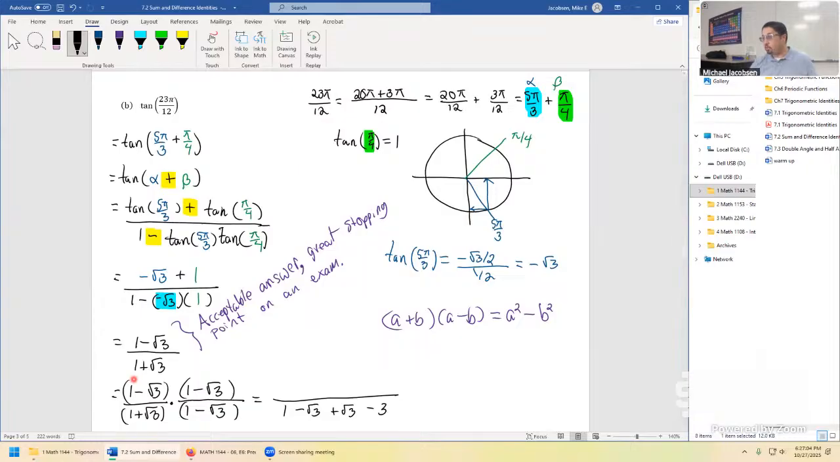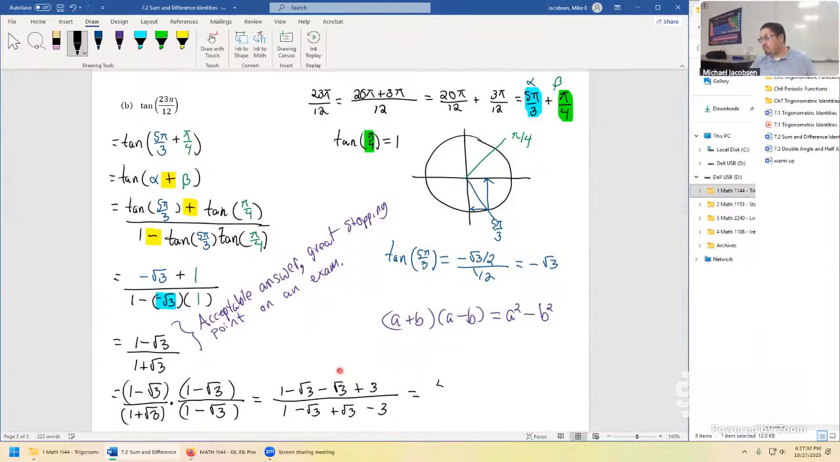FOIL out the numerator, and we'll get 1 minus root 3. Now distribute the negative root 3. It's going to be minus root 3 again. The negative root 3 times negative root 3 is positive root 3 times root 3. That's positive 3 altogether. So this is simplified in a certain sense, but this is more simplified. So my goal is to convince you of that. We just have to continue to simplify it.